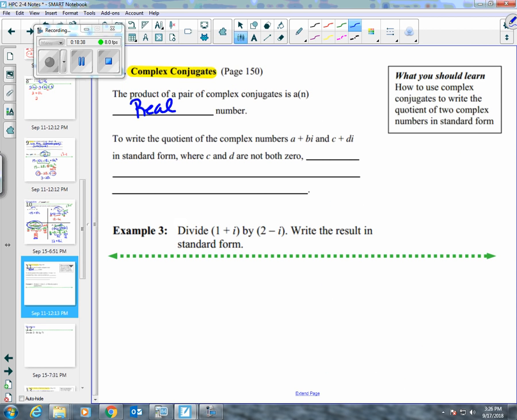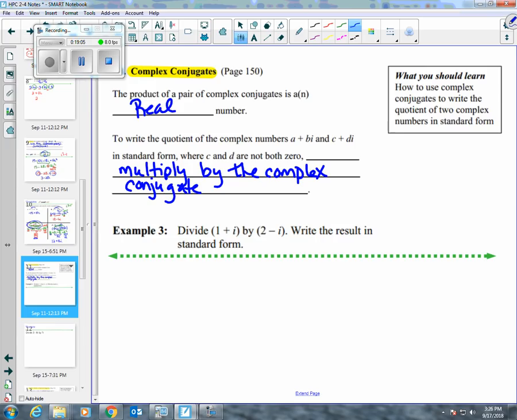So in order to be able to do division, we end up multiplying by the conjugate. So we're going to multiply both the top and the bottom by the complex conjugate. So we need to make sure we know what that complex conjugate is. And I think you've heard of these before. I think you guys did these previously.